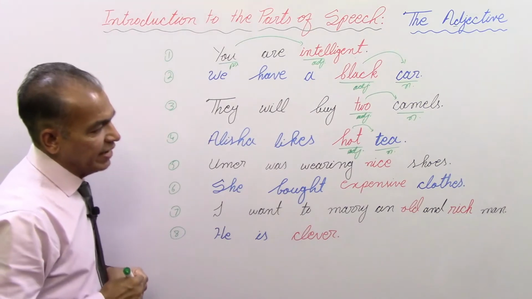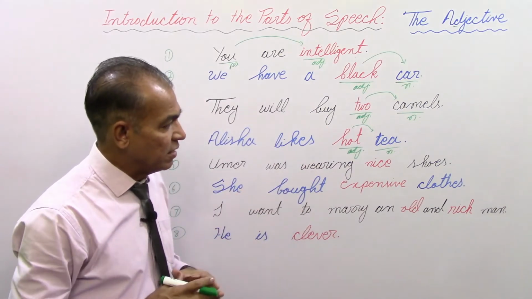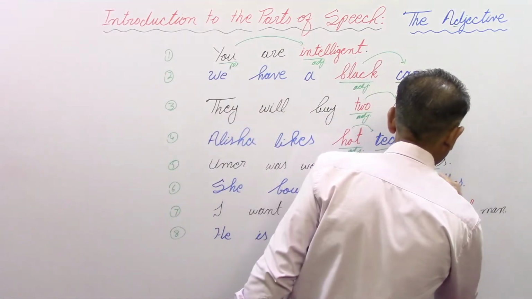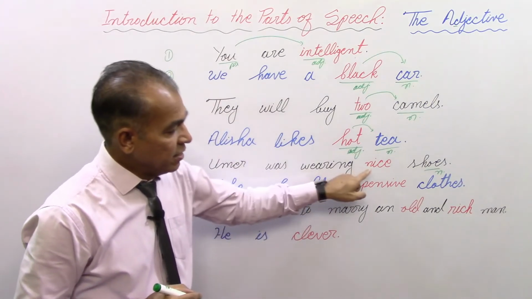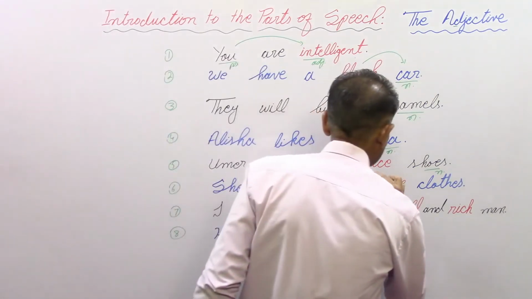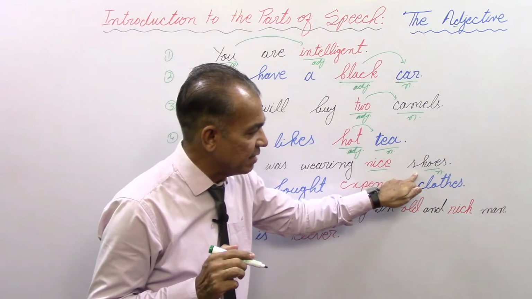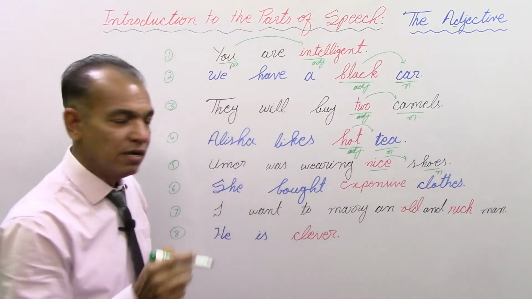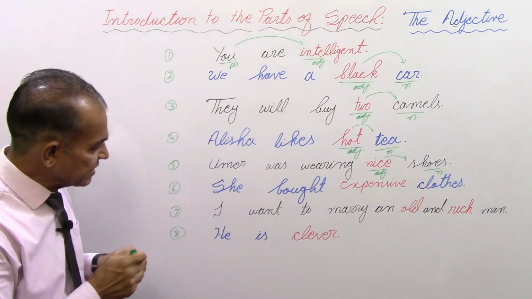The fifth example, Umer was wearing shoes. Okay, he was playing and he was wearing shoes. Other boys were playing barefooted, but Umer was wearing shoes. Now the word shoes is a noun, you know very well, the name of something. Now you want to provide extra information about the shoes, what type of shoes they are. Umer was wearing nice shoes. So the word nice has added something to the meaning of shoes. It means that the word nice is adding something to the meaning of a noun, so it will be called an adjective.